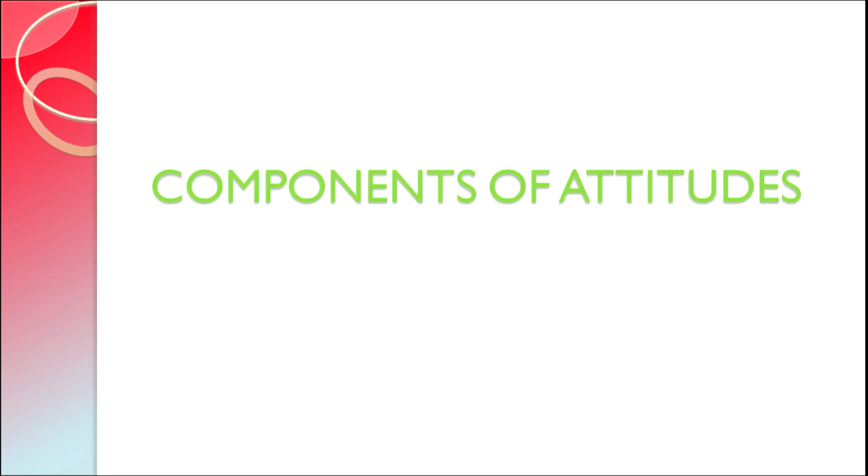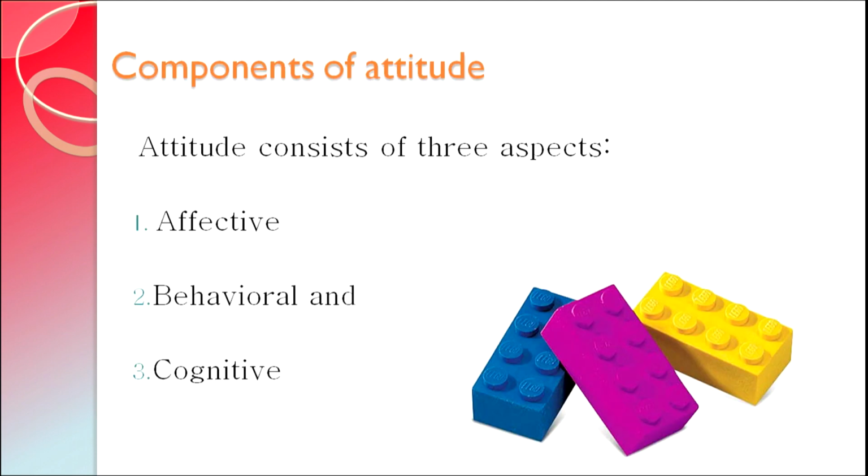There are various components of attitudes. That means in order to understand the nature of attitude, we must also know what the various components involved in attitude are. Attitudes basically consist of three aspects. Number 1, the affective component. Number 2, the behavioral component. And number 3, the cognitive component. Let us understand these three components one by one.